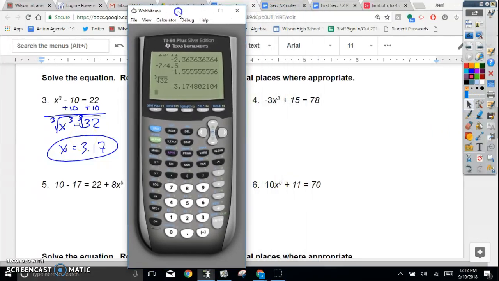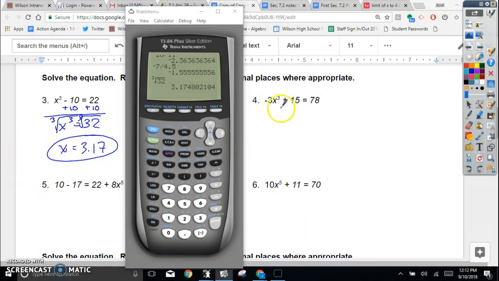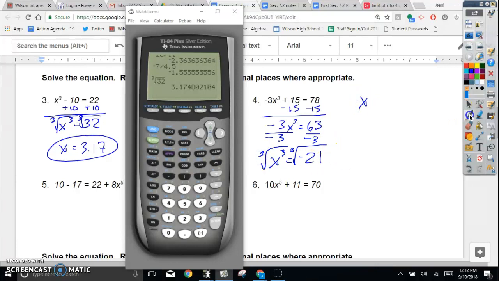Let's jump over here to 4. So we're going to subtract 15. Get negative 3x to the third. This is going to be a 3. That's going to be 6. So 63 divided by negative 3. X to the third will equal negative 21. Cube root, cube root. So we're doing the cube root, it looks like, of negative 21. So math 4, negative 21. Going to have a negative answer, negative 2.76.